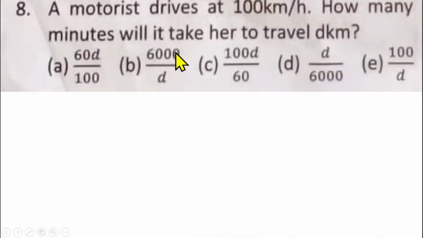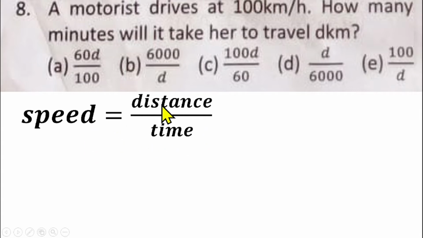Question number 8 is from a word problem. A motorist drives at 100 km/h. How many minutes will it take her to travel d kilometers? We know that speed is distance over time. We are given the speed, 100 km/h, and we are also given the distance, so we are looking for the time in minutes.